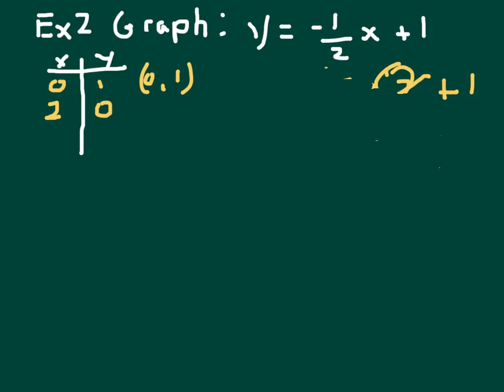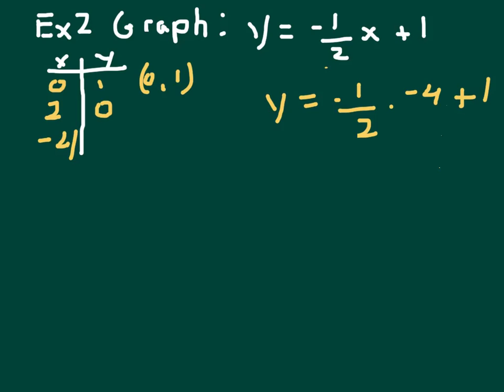You could use 4. You could use 6. You could use a -2. You could use a -4. In fact, I'll use a -4. So y is equal to a -1/2 times a -4 plus 1. Now I can cross cancel. I can divide both these by 2. That leaves a -2 there, doesn't it?